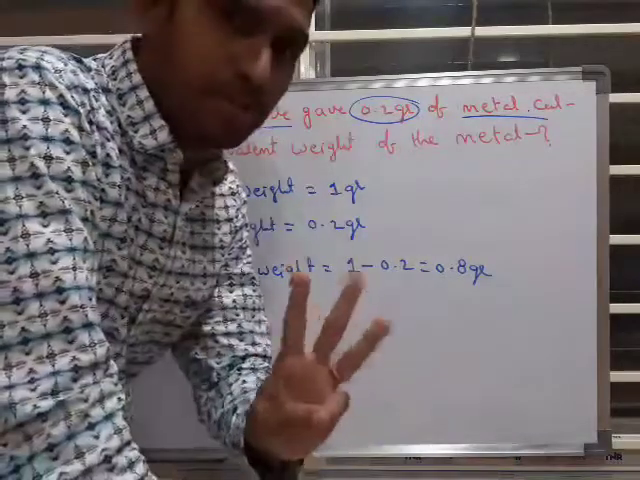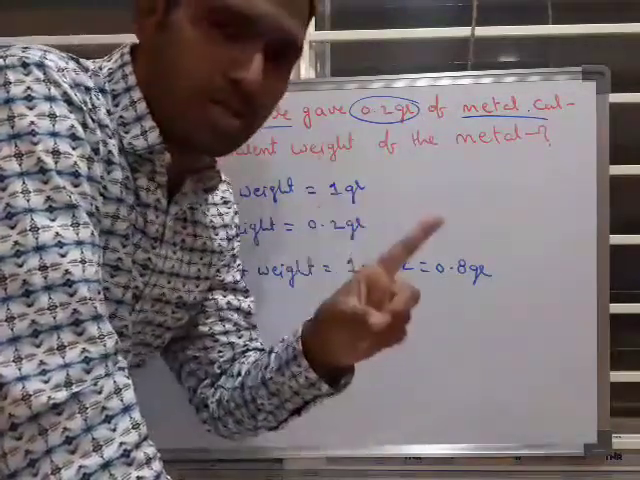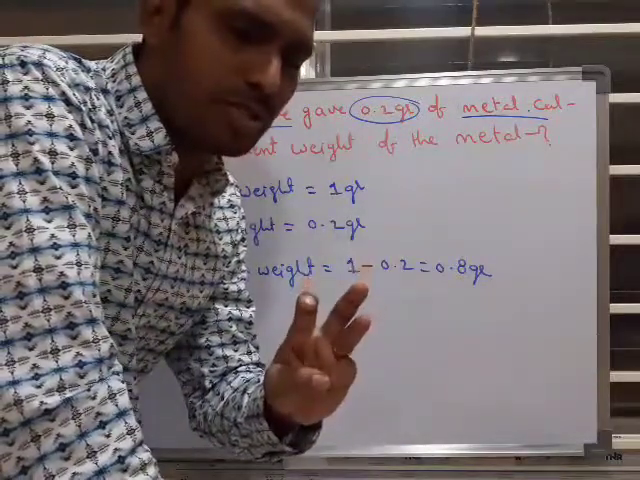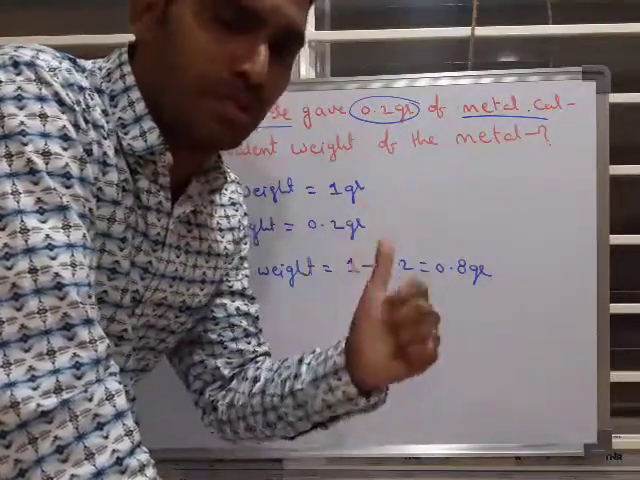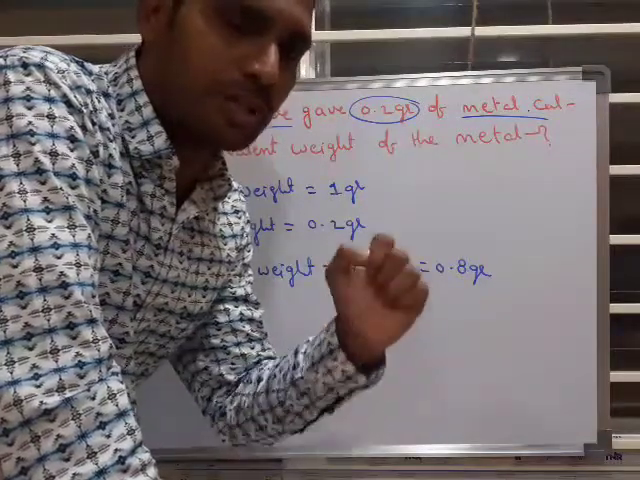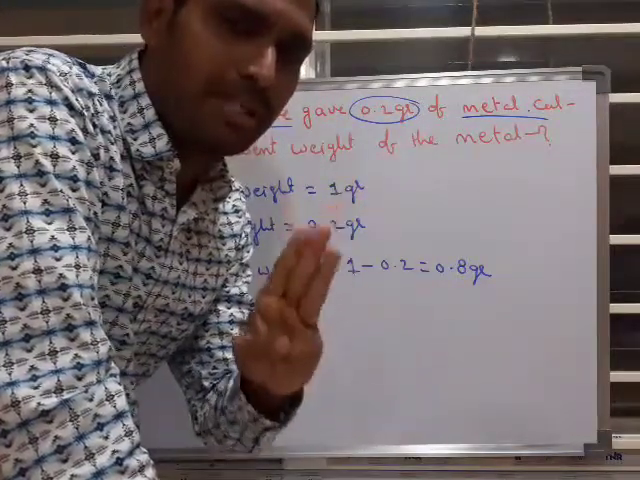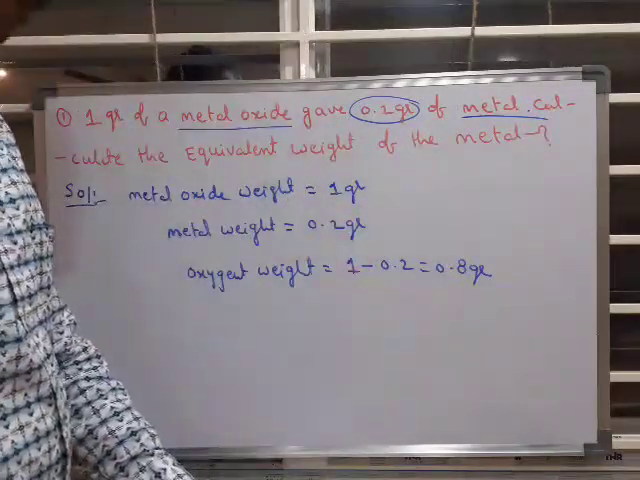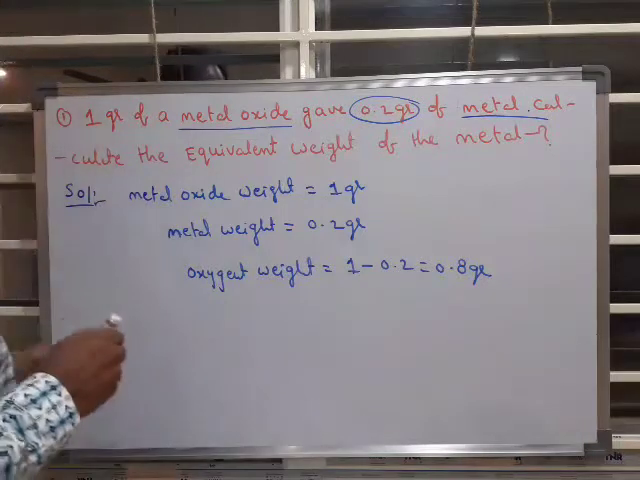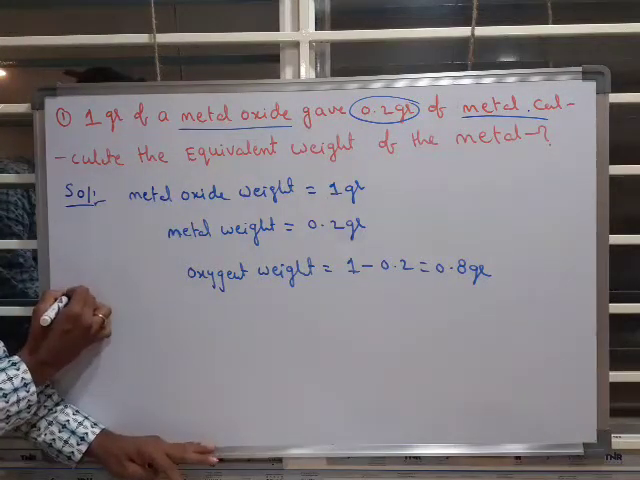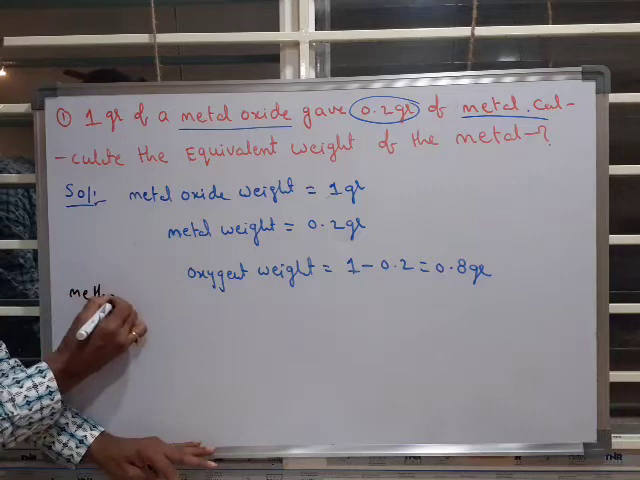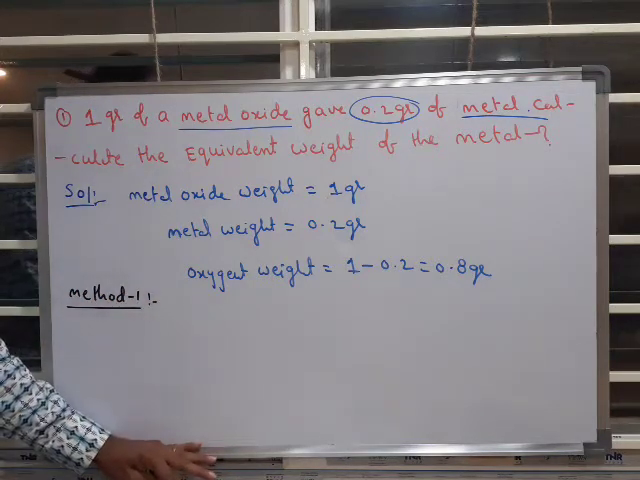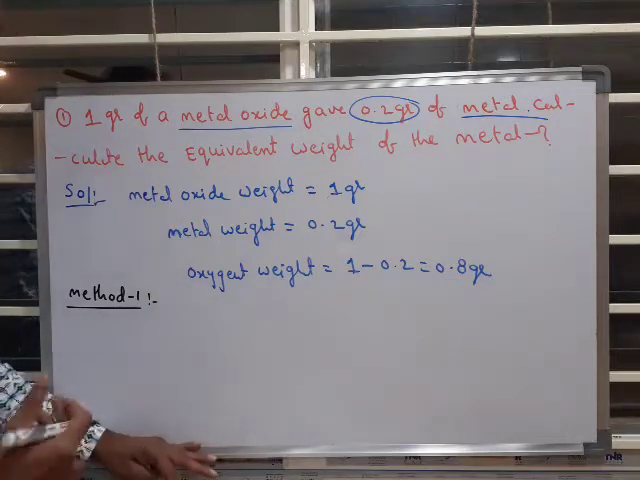So there are 3 pieces of information here: weight of metal oxide, weight of metal and weight of oxygen. See, with these 3 pieces of information we are able to calculate the equivalent weight of that particular metal in 3 ways. There are 3 methods. This is the first method. Okay, method 1: in comparison, the equivalent weight of metal oxide and metal.